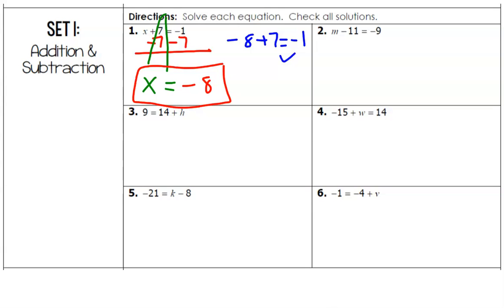All right, watch me solve a couple more here. Identify my variable and do the inverse operation. Use my calculator to solve.